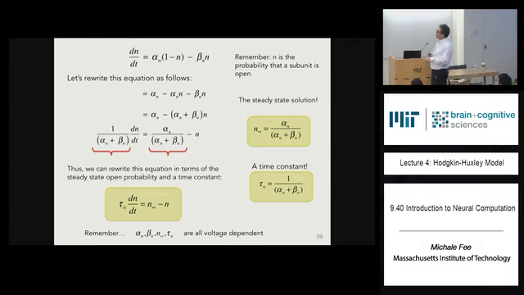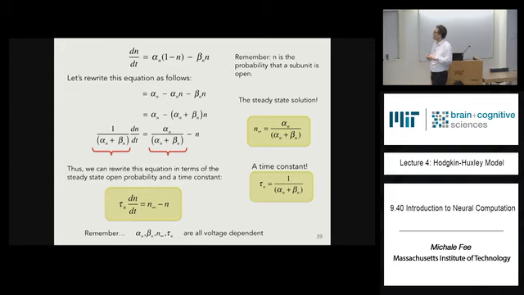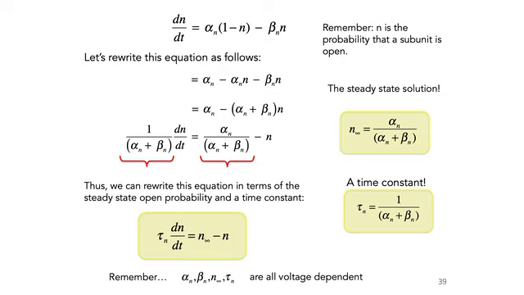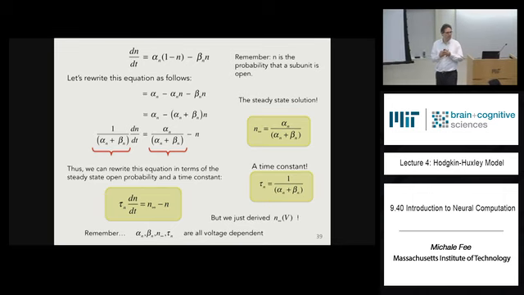So n infinity and tau are voltage dependent because they come from alpha and beta, which are voltage dependent. But we actually just derived the steady state voltage dependence of the potassium conductance, right? From the Boltzmann equation.